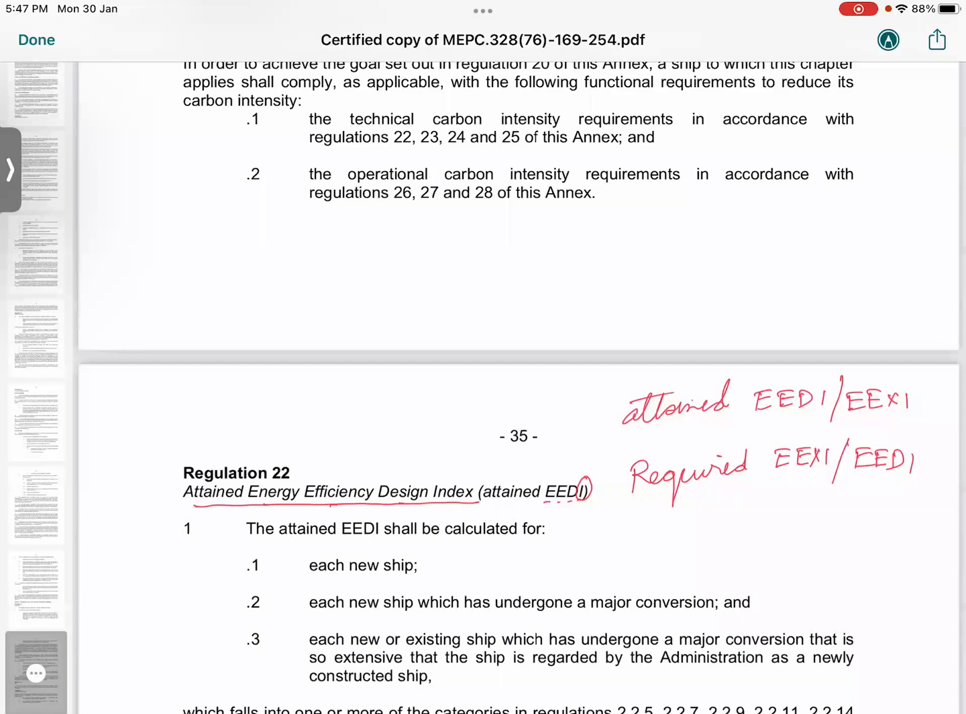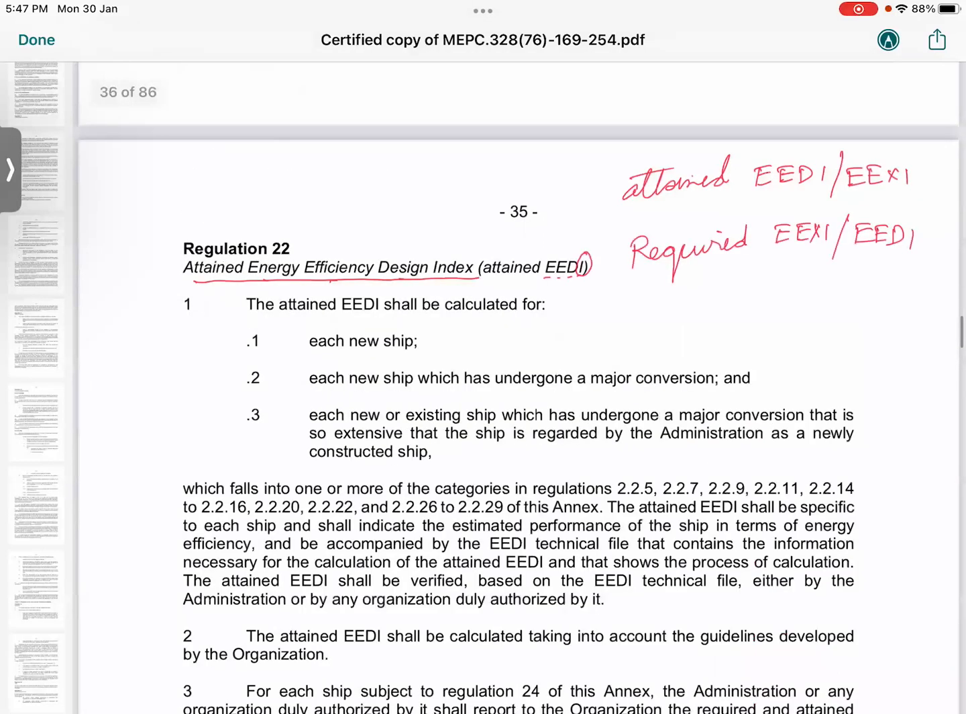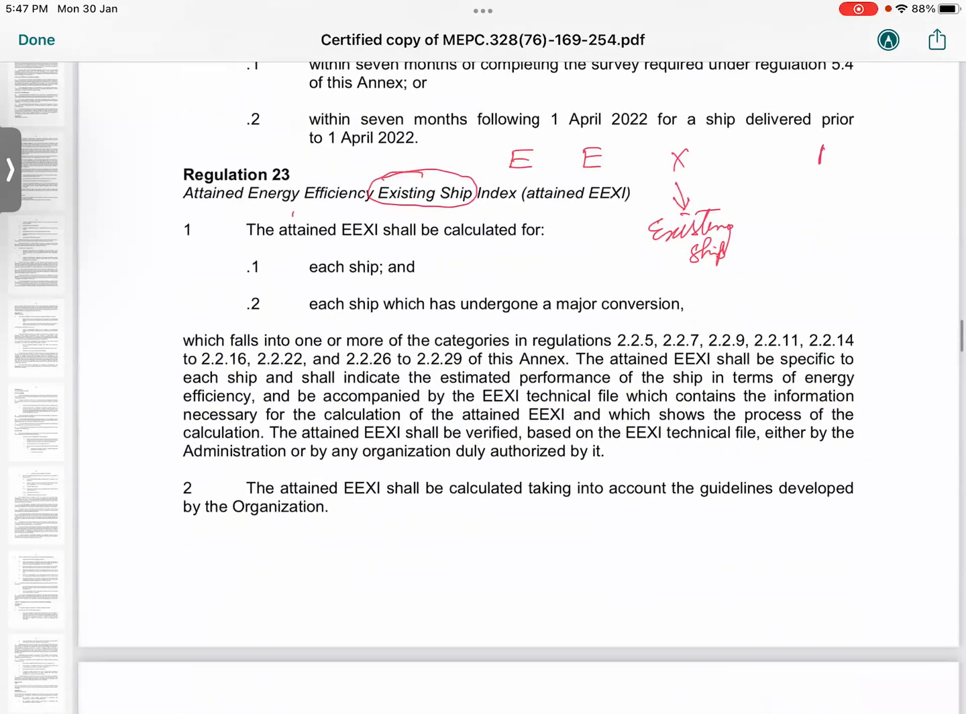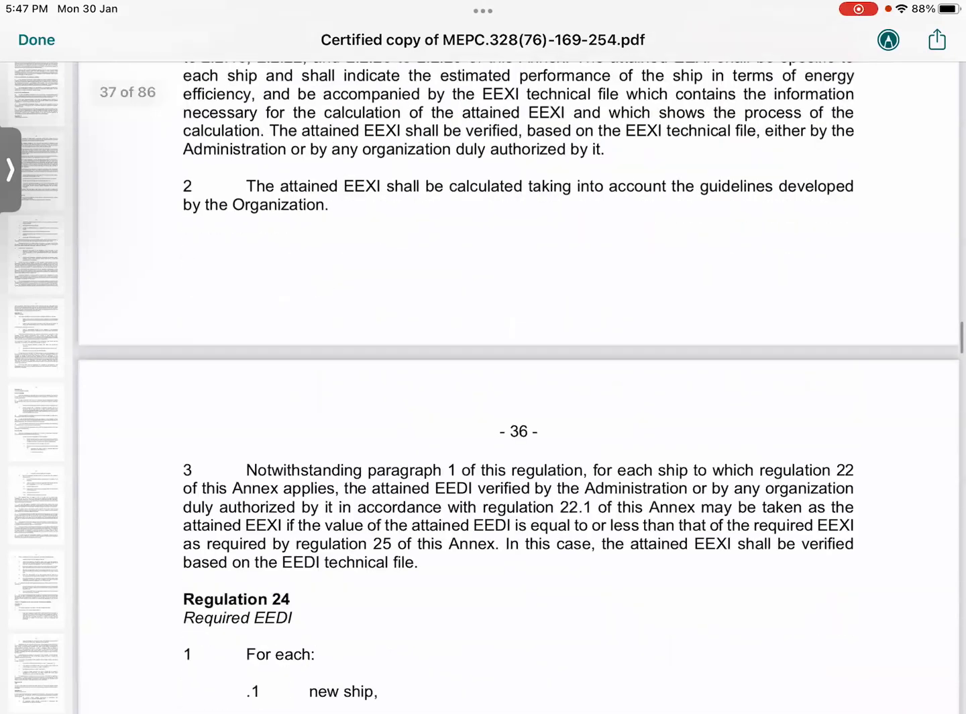It would be good if the class 2 can remember the regulation number also. 22 क्या है attained EEDI, 23 क्या है, right? जनरली आपको ये सब पूछते हैं, पहले आपको इसका definition पूछेंगे, इसका बेसिक formula पूछेंगे, आप इसको calculate कैसे करते हो वो पूछेंगे, and then they will jump on to the seam. Seam भी important है इसमें, part 1, part 2, part 3. Okay, that we will see everything.